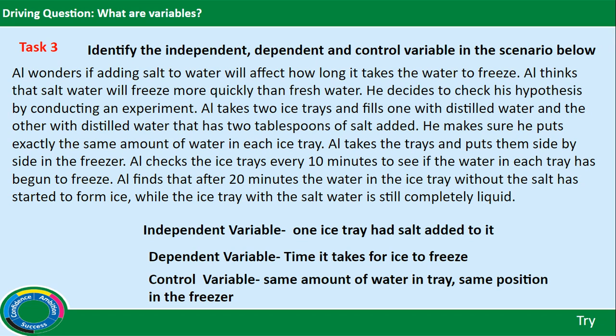And the control variable, again, you can have a few things here. The same amount of water was used in each tray. The trays were placed in the same position in the freezer. Again, because that was kept the same, that's a control variable. Here, you could also say that the checking time, he checked every 10 minutes. So his checking time was the same. He didn't check in 2 minutes, then 3 minutes, then 4 minutes. He kept his time interval of checking the same, because he checked every 10 minutes. So that was another control variable that you could have added.